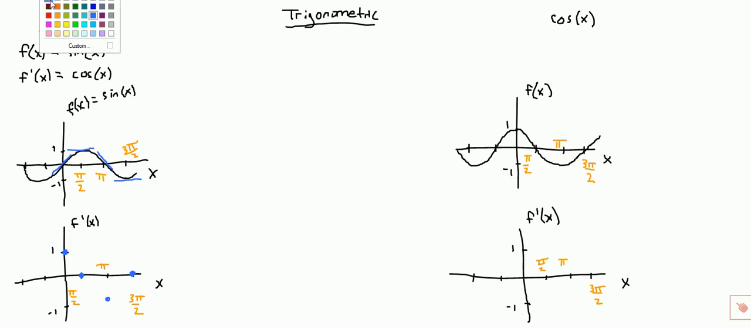So let's draw in between these points. And then we know that this will be symmetric. And that's exactly the graph of cosine of x, right?